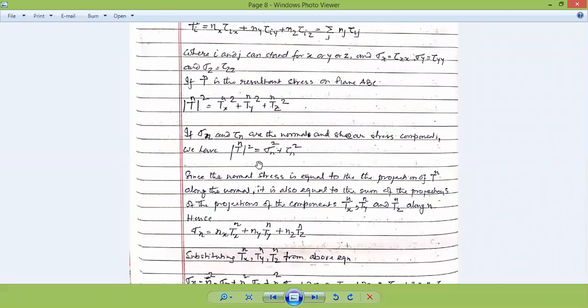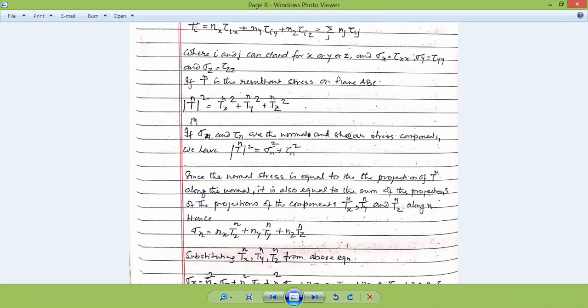Now sigma n and sigma are normal. The resultant stress on the plane ABC is given by T squared equal to Tx squared plus Ty squared plus Tz squared. All are along the normal x. As they are all vectors, they should have a line of action, and they are all acting either along the normal or parallel to the normal n.